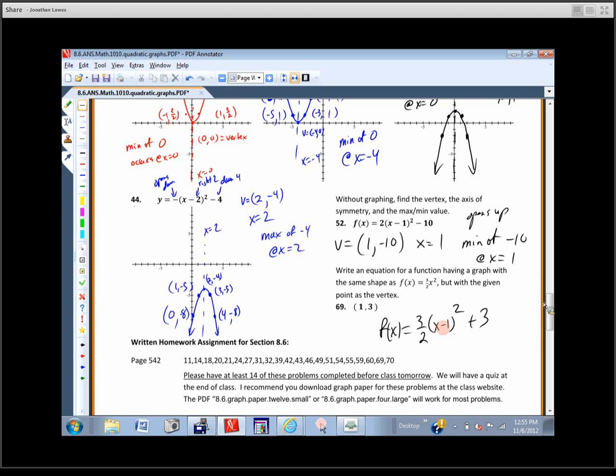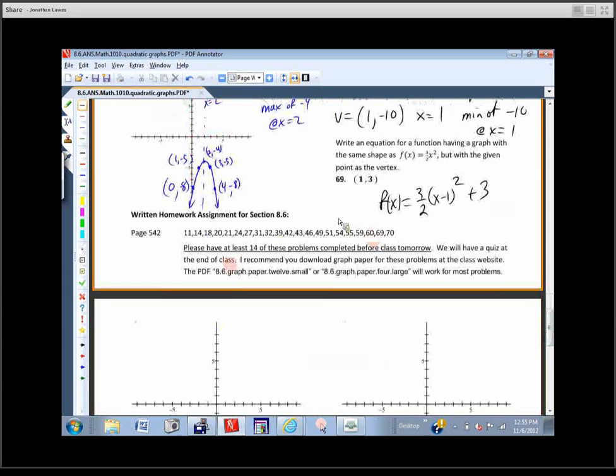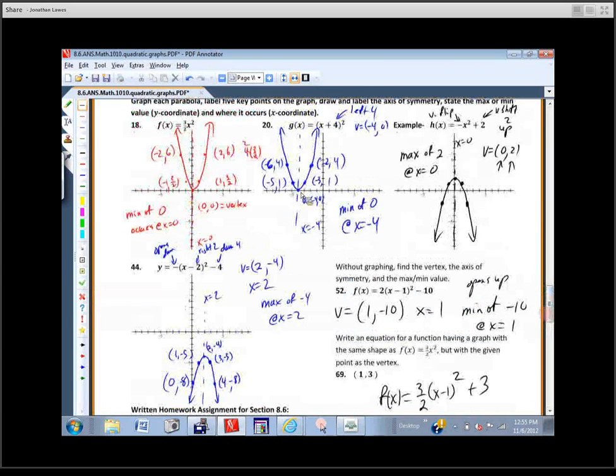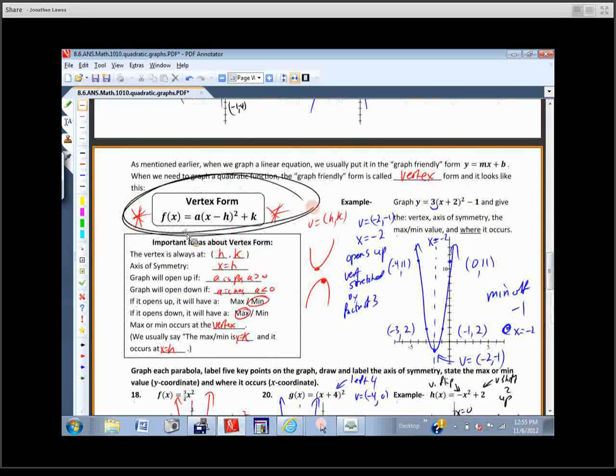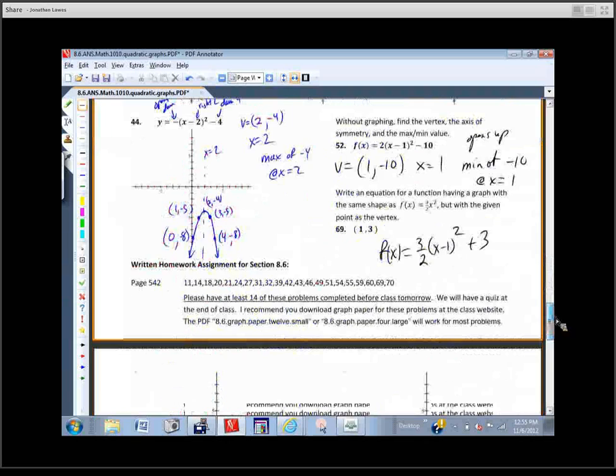Okay, let me just point out a couple things. Hopefully you did a bunch of these. You didn't have to do them all, but hopefully you did enough, you got a flavor. Hopefully you're rock solid on these, and hopefully the stuff that we did today. This is a big deal, putting this in vertex form. We're going to be doing that quite a bit in this chapter.